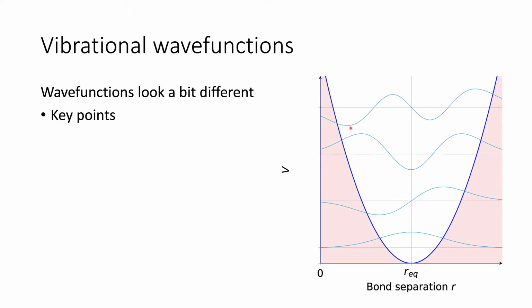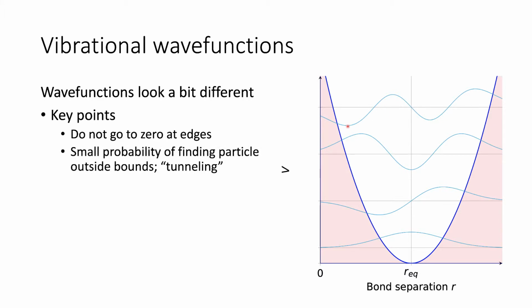The key points that we want to take away from this: the wave functions don't go to zero at the edge of the well. There is a very small probability of finding the particle outside the bounds. We call this quantum mechanical tunneling, and it's a natural consequence of finite potential. If we have finite potential, we can get tunneling happening, and there is a probability that the particle could be found outside the region we've defined.